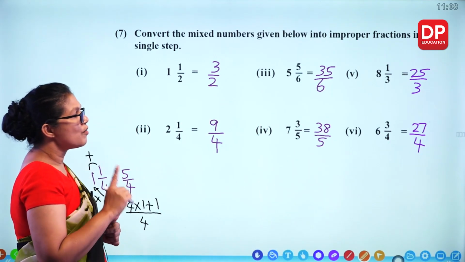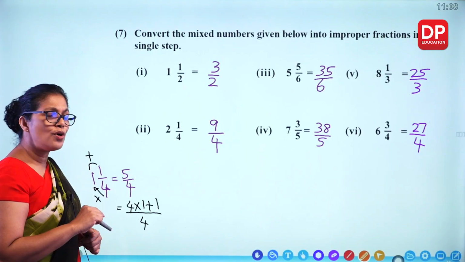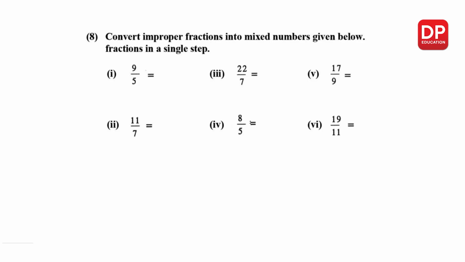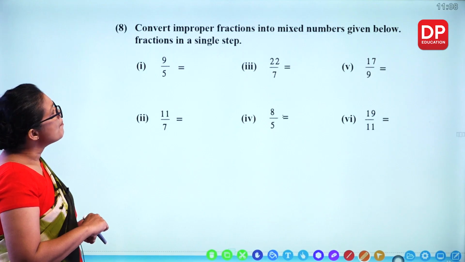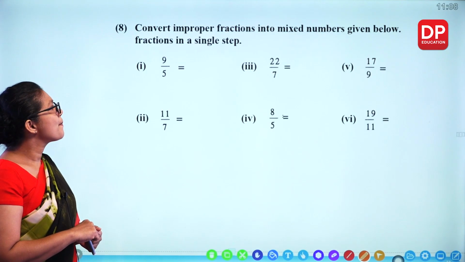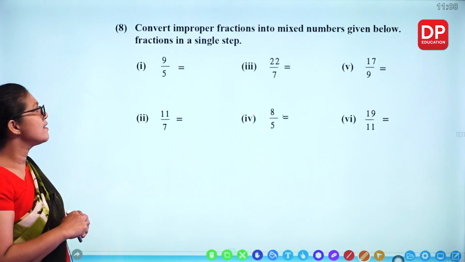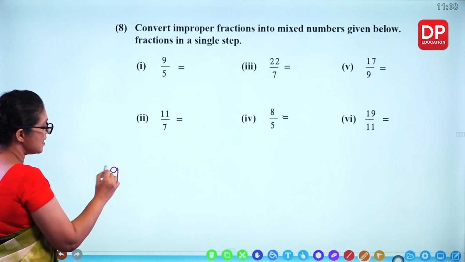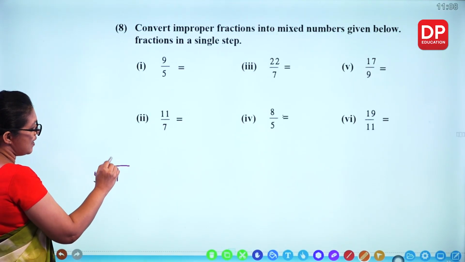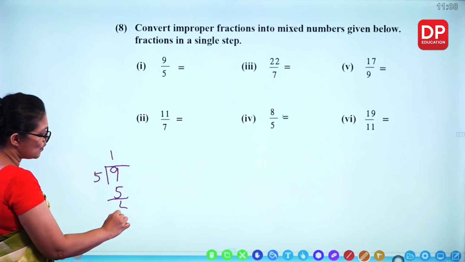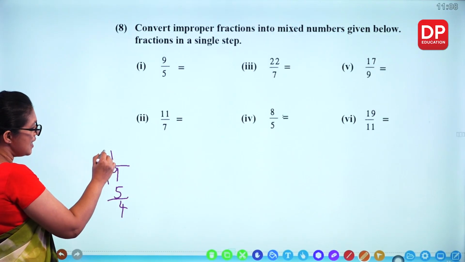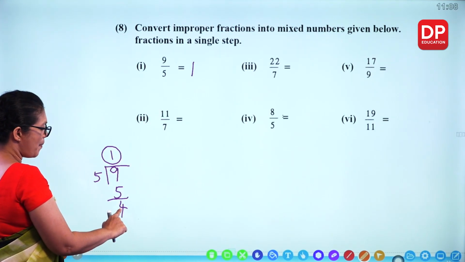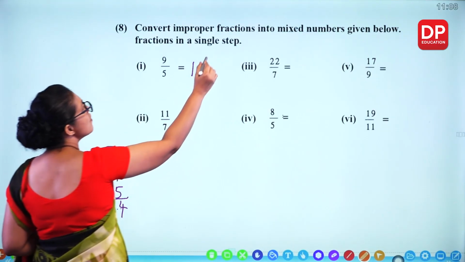So now you know how to convert mixed numbers to improper fractions. Now the other way around. How do you convert improper fractions to mixed numbers? We can use long division. 9 divided by 5 means 5 times 1, 5. Remainder is 4. So how can you write this down? This is total number of parts 1, and 4 parts remaining out of 5.